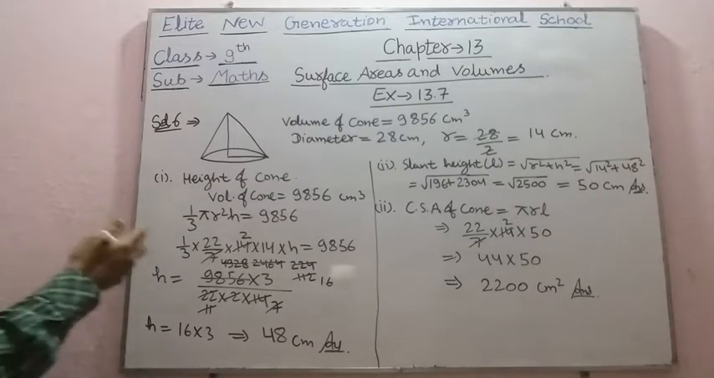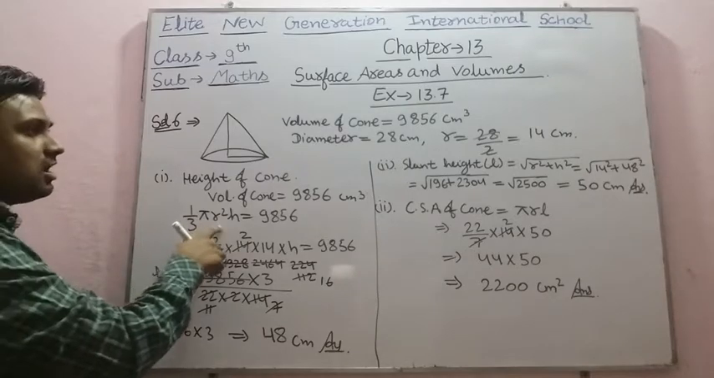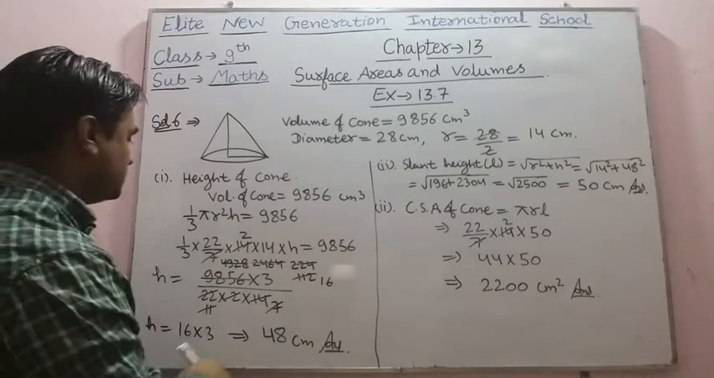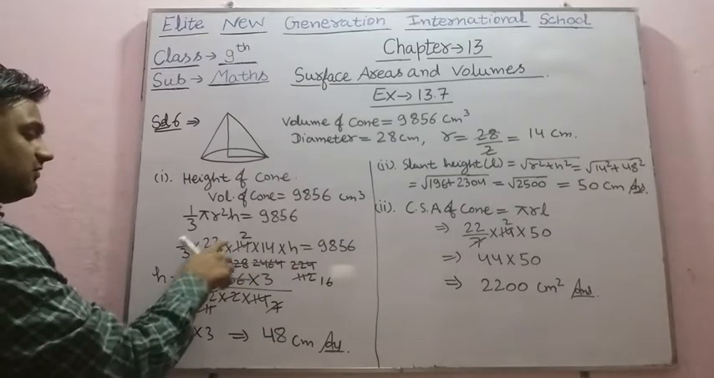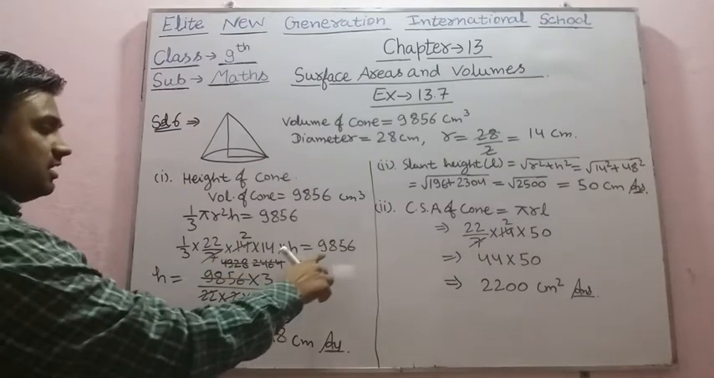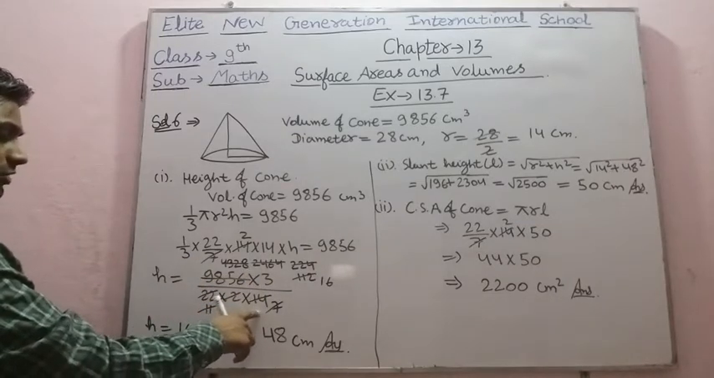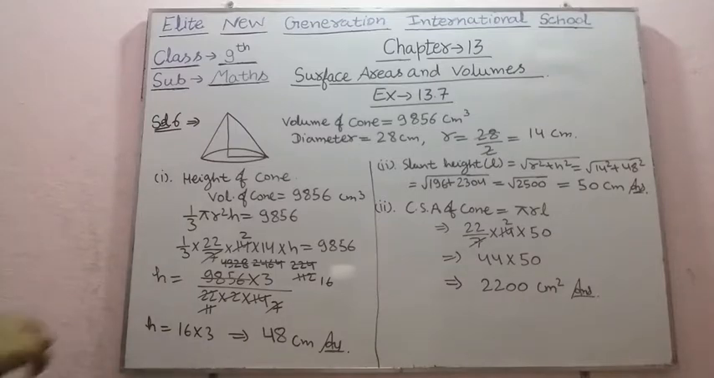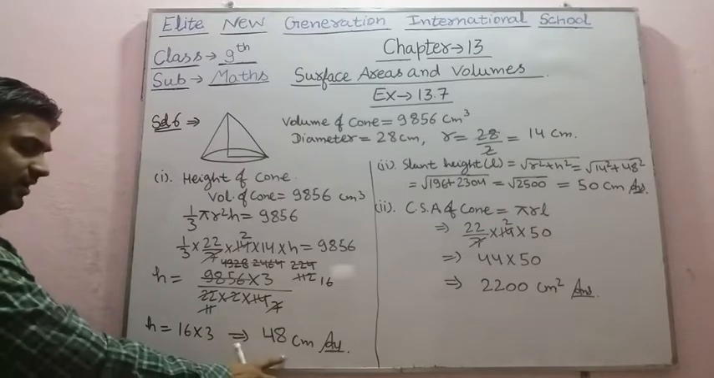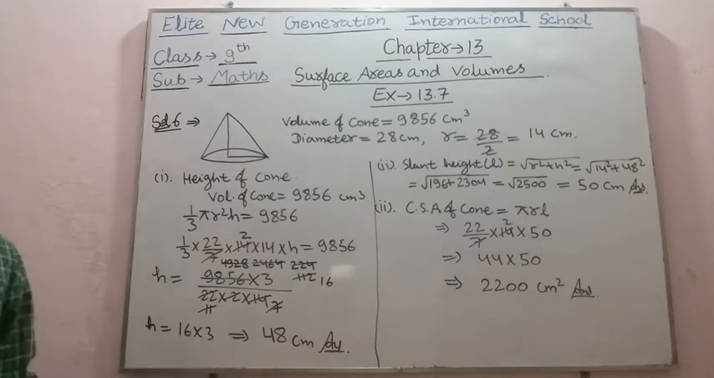Now putting the value, 1 upon 3, and in place of pi we can write 22 upon 7, our radius is 14, so it will be 14 into 14 into h equals 9856. So this 14 will cancel by this 7 two times, and we find the value of h by cross multiplying. 9856 will multiply by 3 and upon 22 into 2 and 14. By solving it, the value of h will be 16 into 3, so 48 centimeter.